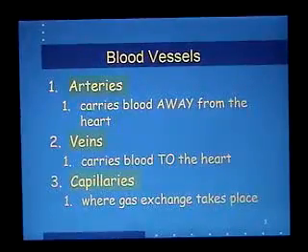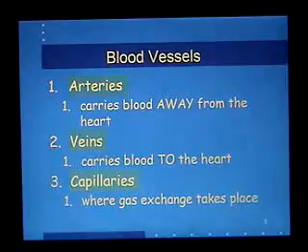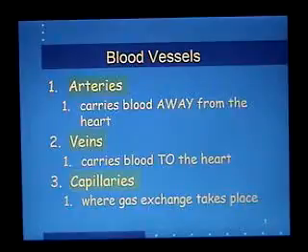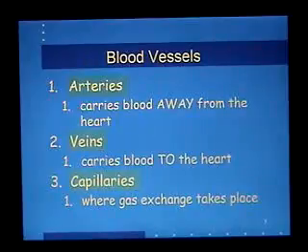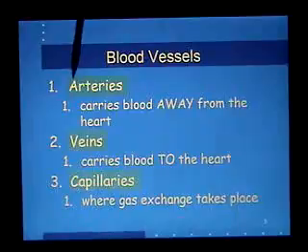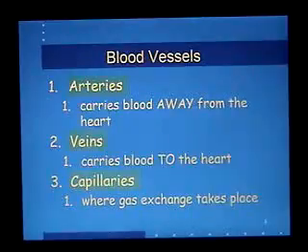And there's different blood vessels involved in this system as well. You've got arteries, and they carry blood away from the heart. Now, you might not know the name of every artery in the body, but anytime that you hear the word artery, you need to remember that it's moving away from the heart. So the A in artery, for me to remember it, I just remember that the A stands for away.